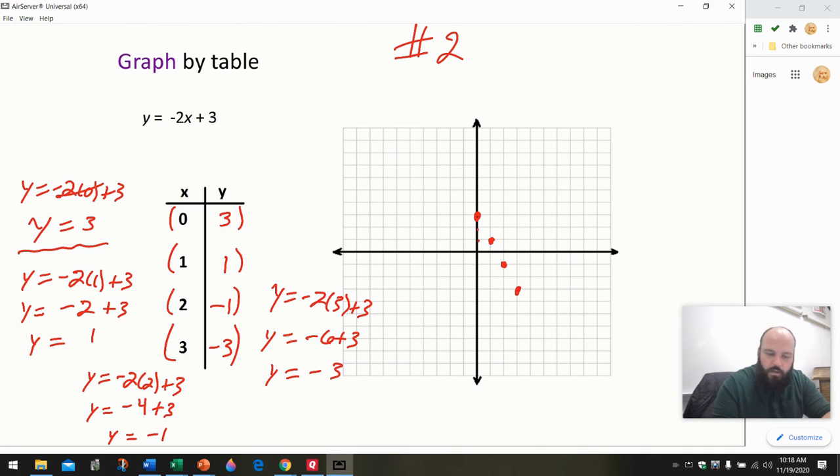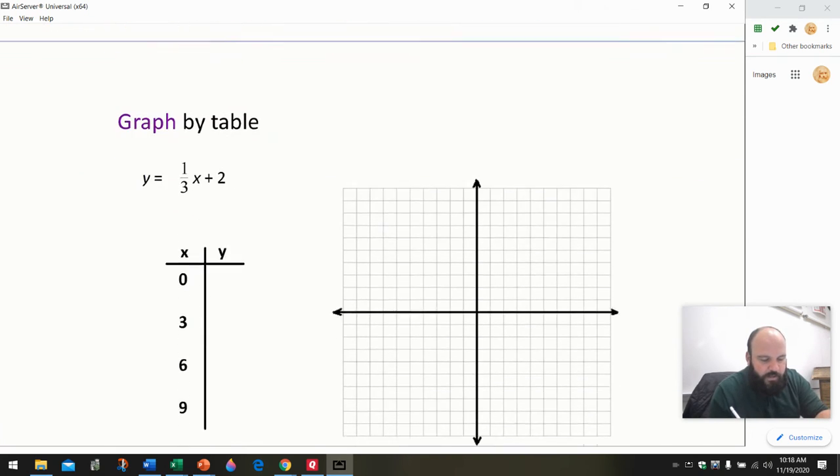Now you can see all of those points are lining up in a straight line. It's important that they do. If you try graphing an equation and the points don't line up in a straight line, it means you did something wrong. We are only going to be graphing straight lines this year. So those should be lined up perfectly. Let's move on to the next one.